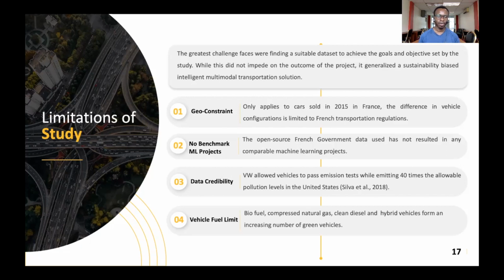Another constraint is fuel vehicle limitation. Biofuel, compressed natural gas, as well as clean diesel and hybrid vehicles from a number of green vehicles were not used. Only petrol and diesel vehicles were used. So this is something that can perhaps be looked at in future research.